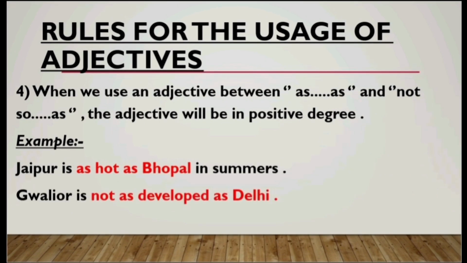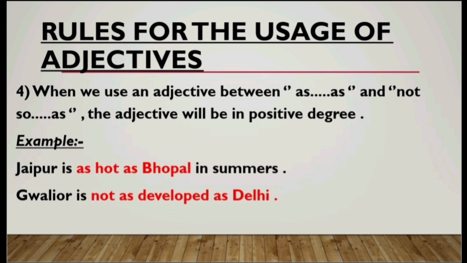Point number 4 is when we use an adjective between as and not so as, the adjective will be in positive degree. So when you use the conjunction as and you use not so or as, you will always use a positive degree of adjective in such situations. Have a look at some examples.